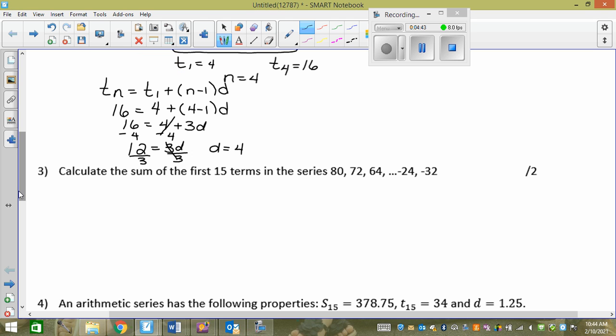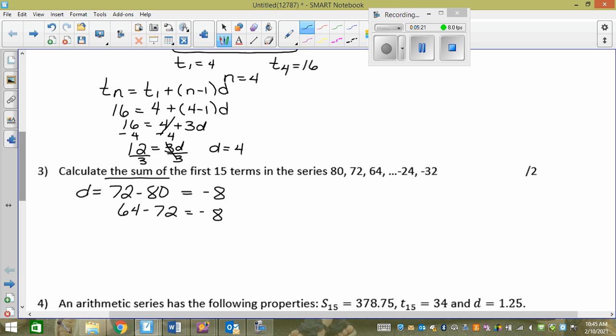So here it says calculate the sum. So I told you these were arithmetic. If you didn't know they were arithmetic, it didn't matter. You could go 72 minus 80, so negative 8, or 64 minus 72, which is negative 8. So I know it's arithmetic. I didn't have to be told it was arithmetic. I told you it was, but I wouldn't have had to, right? As long as I have terms following each other, at least 3 in a row, you can tell me if it's arithmetic or geometric. All right?